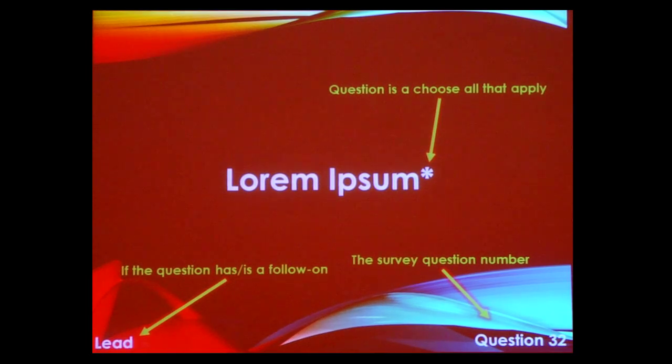Finally, on this slide, before we actually start the questions, we can see that we're going to have our question in the middle. An asterisk is if it's a question that is a choose-all-that-apply. At the bottom left, you can see if it's a lead or follow-on question. And if the question number is in the bottom right-hand side, you can go ahead and follow along. These questions are in a packet or a folder that you got and is on your table. So if you would like to follow along, I strongly encourage you to do so.